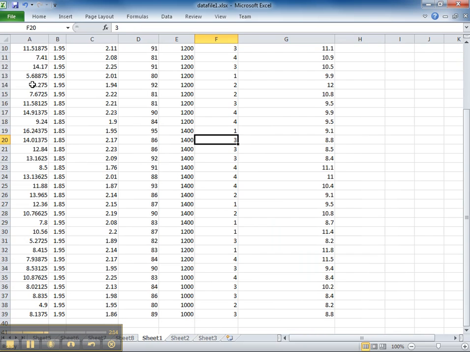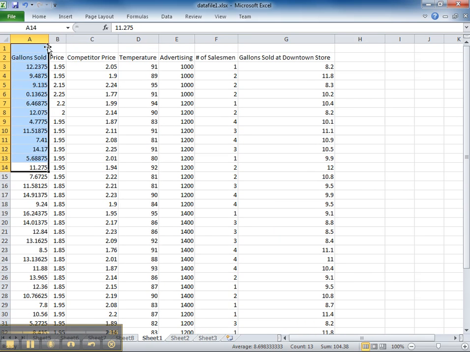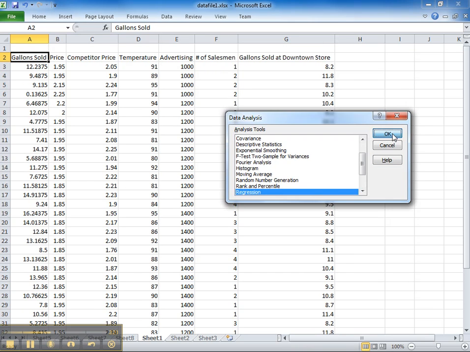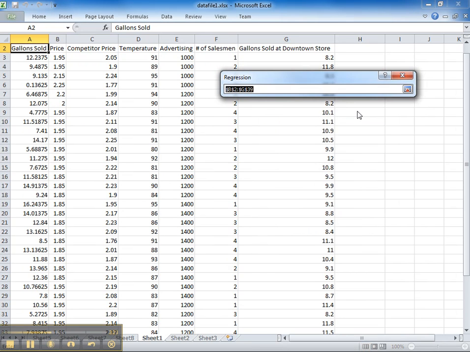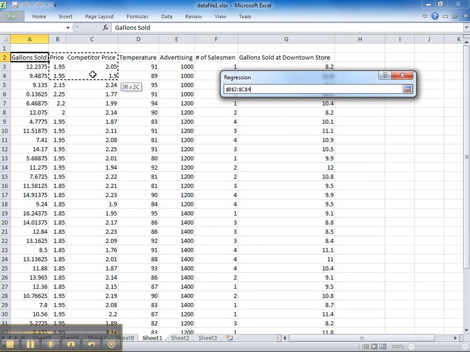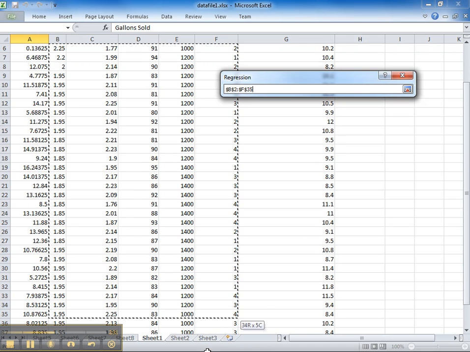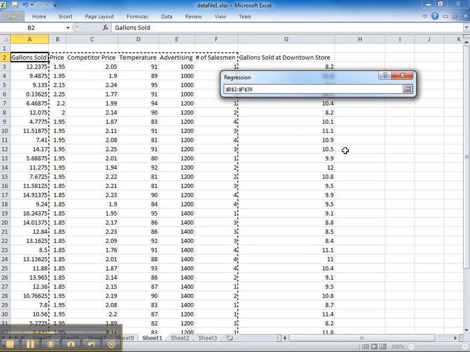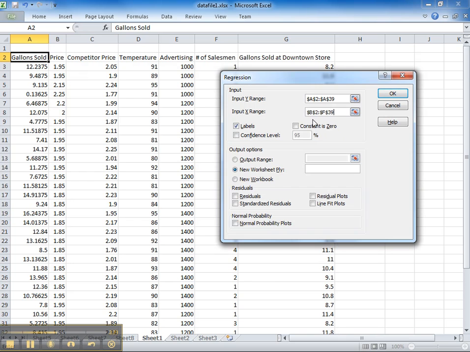Okay? So we're going to do another regression, and this time our output stays the same, but for our input we're just going to use price, competitor price, and temperature. Well, just for the sake of argument, let's use advertising and number of salesmen as well. But we're definitely going to leave gallons sold at the downtown store at 35%. I think it's safe. And since they really didn't like our intercept, we're going to set the constant to 0 and click OK.